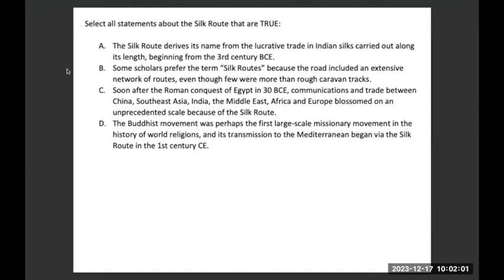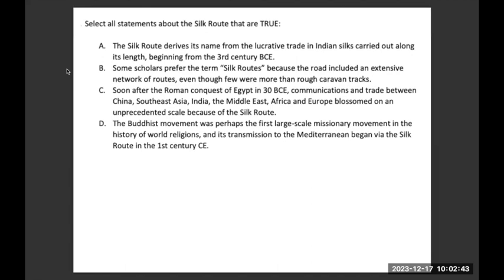The first option says the Silk Route derives its name from the lucrative trade in Indian silks carried out along its length beginning from the 3rd century BC. Second statement, some scholars prefer the term Silk Routes because the road included an extensive network of routes, even though few were more than rough caravan tracks. Third statement, soon after the Roman conquest of Egypt in 30 BCE, communications and trade between China, Southeast Asia, India, and the Middle East, Africa, and Europe blossomed on an unprecedented scale because of the Silk Route.